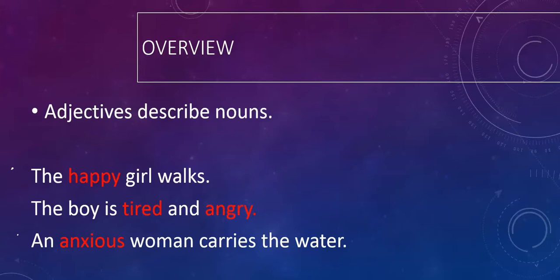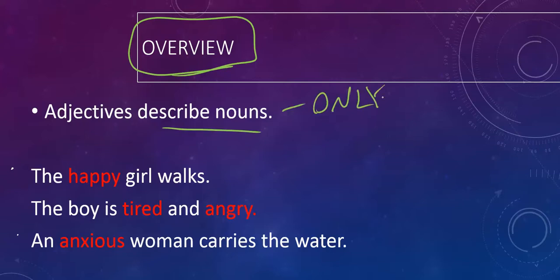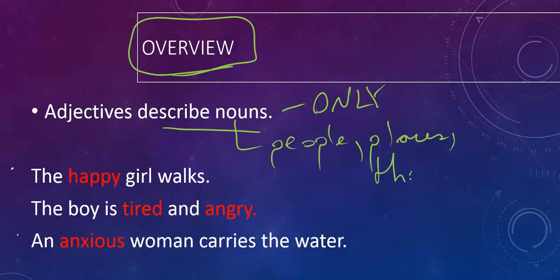An overview of adjectives. Adjectives describe nouns. Only nouns. Not verbs, not articles, nouns. Remember, nouns are people, places, things, or ideas.